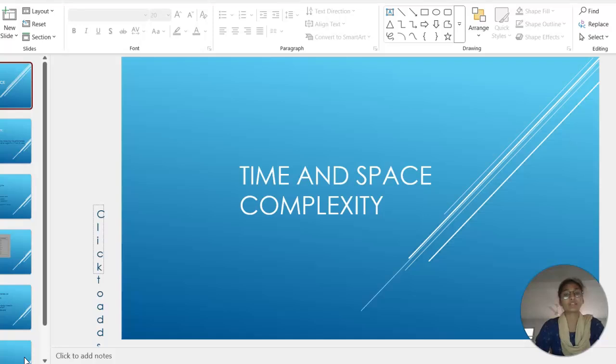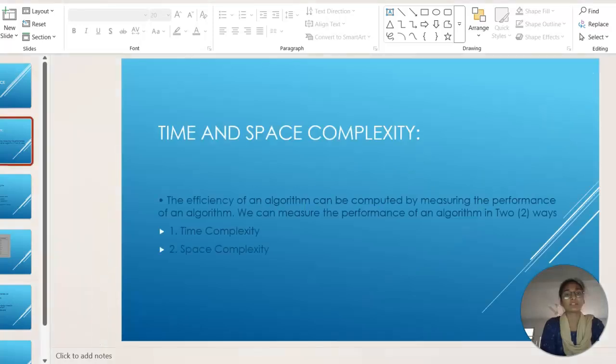Today I am going to discuss time and space complexity. First, we have to know what is meant by time and space complexity. The efficiency of an algorithm can be computed by measuring the performance of an algorithm. We can measure the performance of an algorithm in two ways. The first one is time complexity and the second one is space complexity.